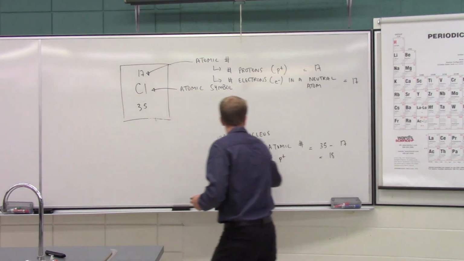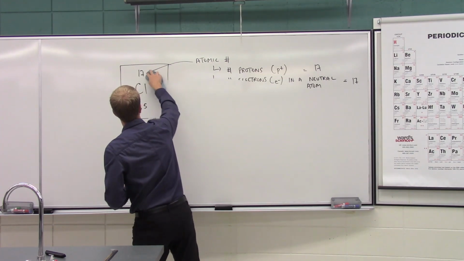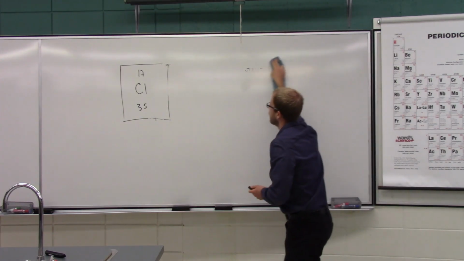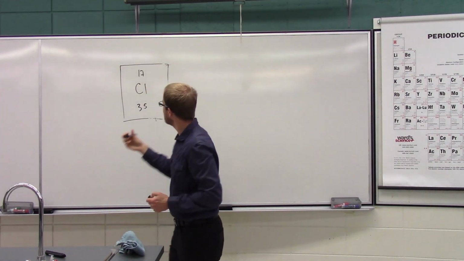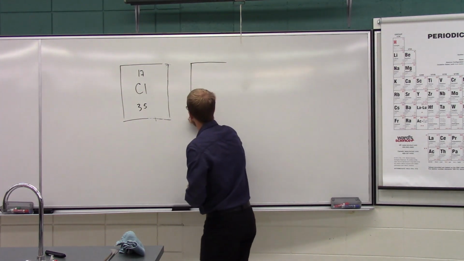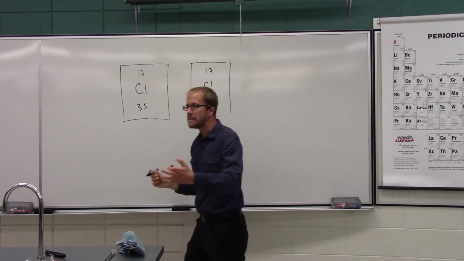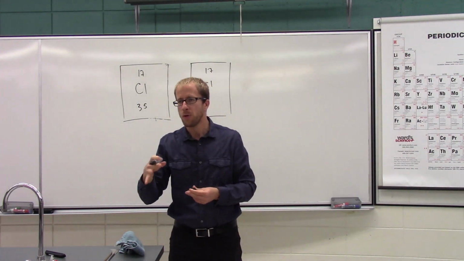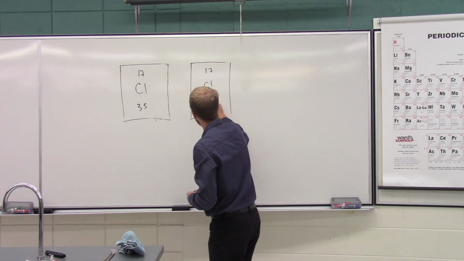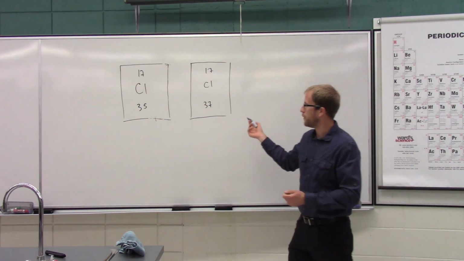Now, you sometimes also see atoms of chlorine that weigh 37. These are called isotopes, and you'll learn a lot more about them next year in grade 11 chemistry. But different elements have different stable isotopes, differing numbers of neutrons that allow those atoms to be stable. So in this case, chlorine has two main isotopes, chlorine 35 and chlorine 37.